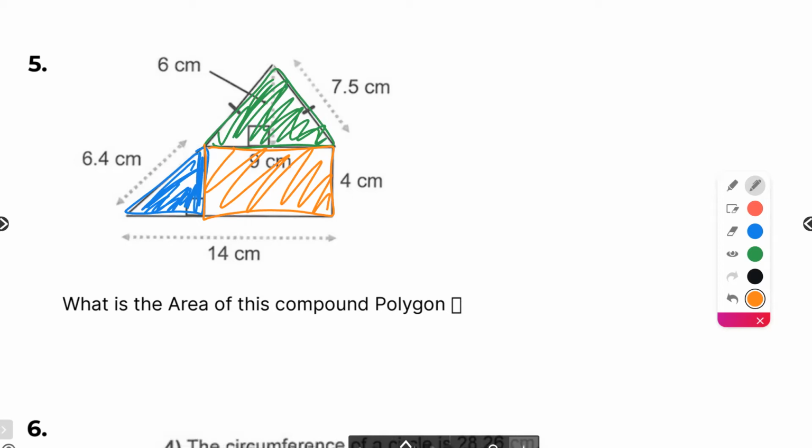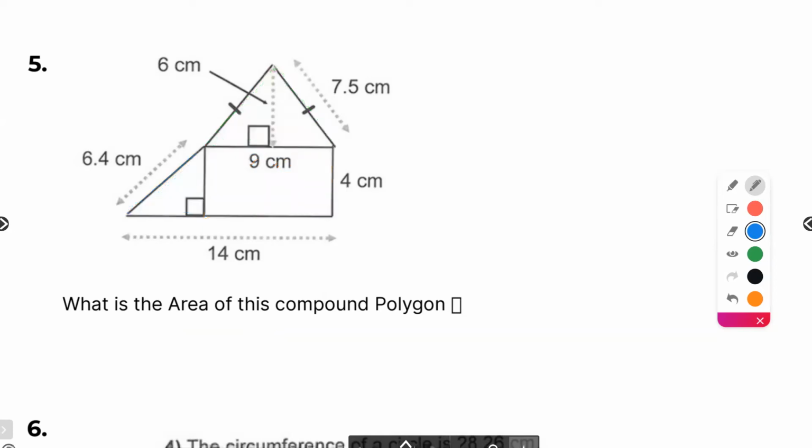When you want to find the compound area, what you're basically doing is finding the area of each individual shape one by one, and then combining them together. You're adding them up. You're finding the sum. So now, since I have my shapes, I have triangles and I have a rectangle. Let's do the rectangle first, okay?